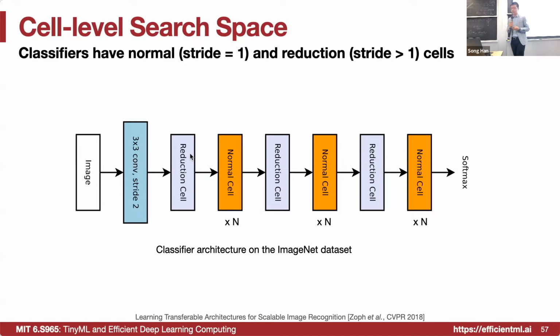Like we introduced in the beginning of the lecture, what is this reduction cell doing? Reducing the resolution, right? So here we are reducing the resolution and increasing the receptive field. So we have different cell architectures for the normal cell, where the input resolution and output resolution are the same, versus this reduction cell, where the input resolution is higher than the output resolution.